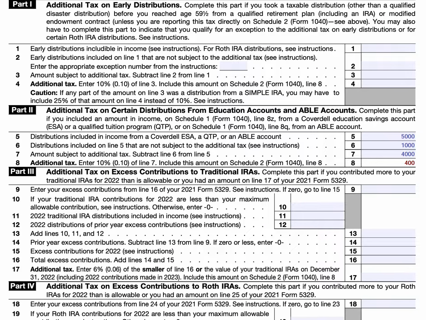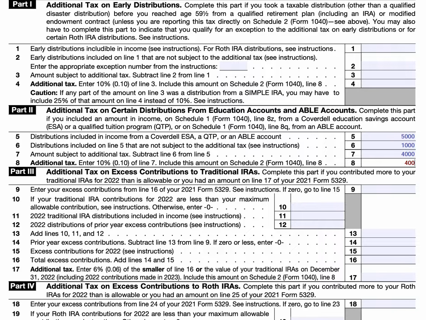Part 3 calculates the additional tax on excess contributions to traditional IRAs. You will complete this part if you contributed more to your traditional IRAs for 2022 than is allowable, or if you had an amount on line 17 from last year's 5329. On line 9, you'll enter the amount of your excess contributions from line 16 of your previous year's Form 5329. If 0, then you'll go to line 15. If this is not 0, then you'll need to go to line 10.